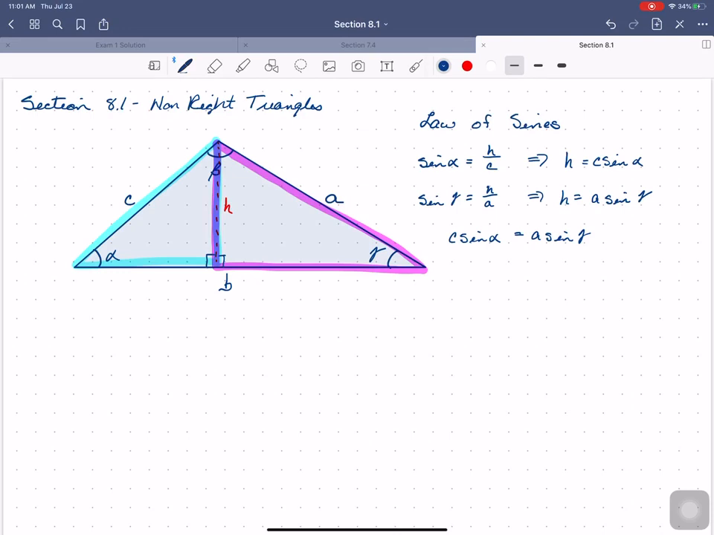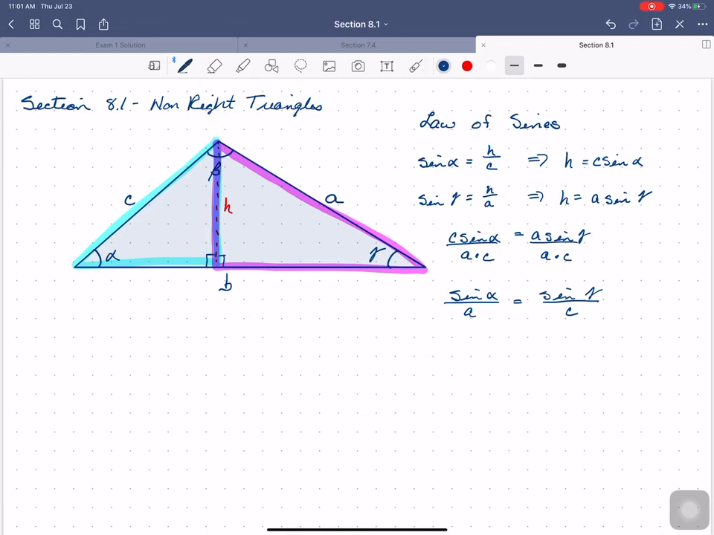Because if I put the A and the alpha on the same side and the C and the gamma on the same side, so I'm going to divide both sides by A and divide both sides by C. And what I end up with is sine alpha over A equals sine gamma over C. And it turns out that it doesn't matter. I could do this for any angle.